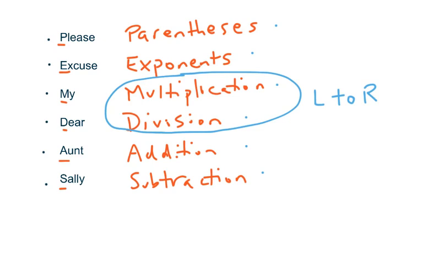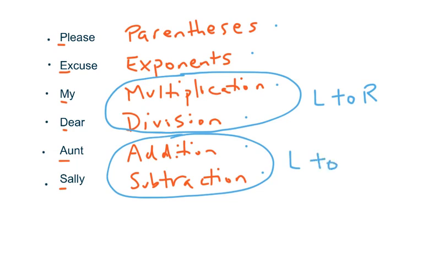The exact same thing is true of addition and subtraction. They are equals in this hierarchy. So we don't always do addition before subtraction. Those two are equals in the hierarchy, so we're also going to perform those from left to right. Let's look at some examples.